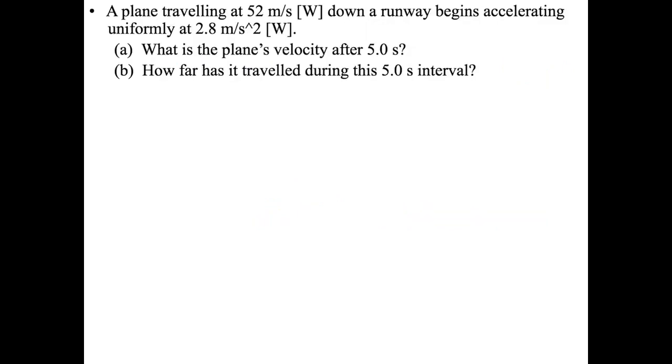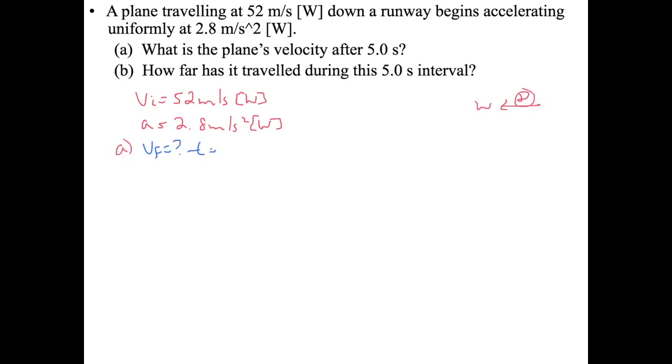A plane traveling at 52 meters per second west, so VI is 52 meters per second west, down a runway begins accelerating uniformly at 2.8 meters per second squared west. Since we are talking about west, we'll call west positive to make our life a lot easier. A says, what is the plane's velocity? So VF is the question, when t equals 5 seconds.